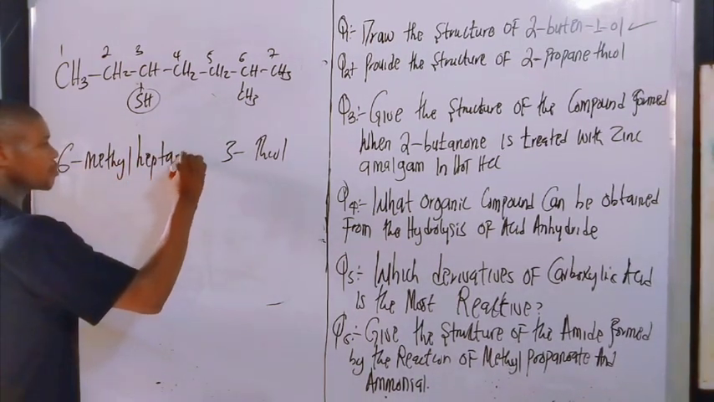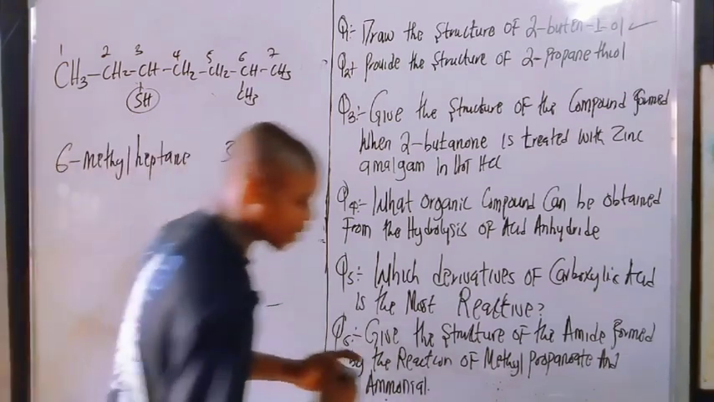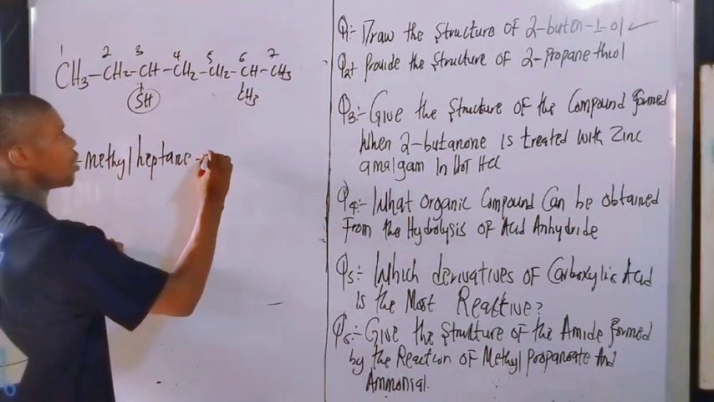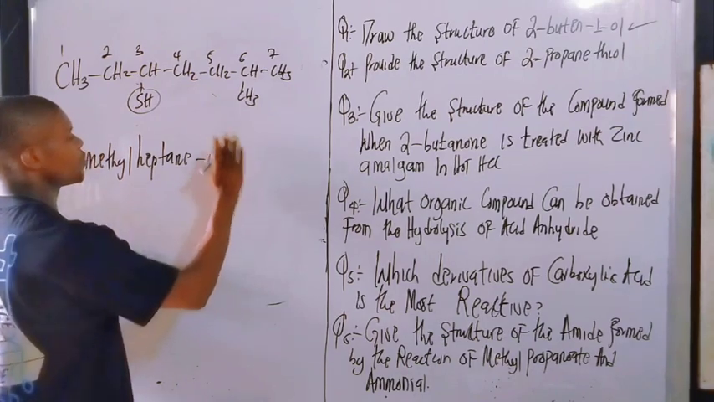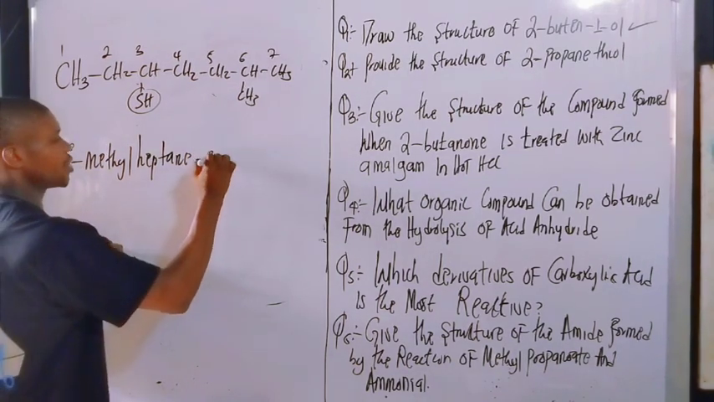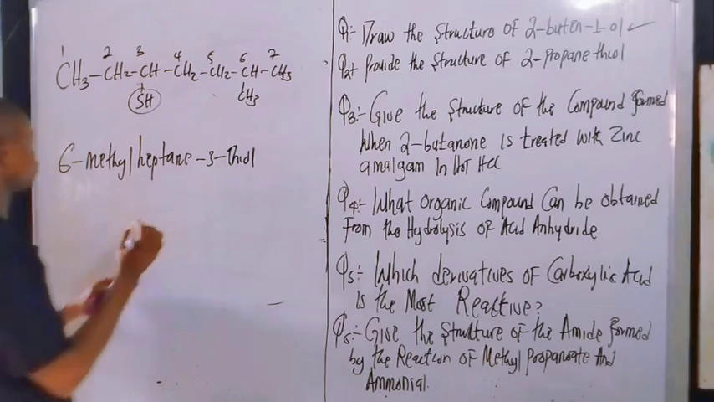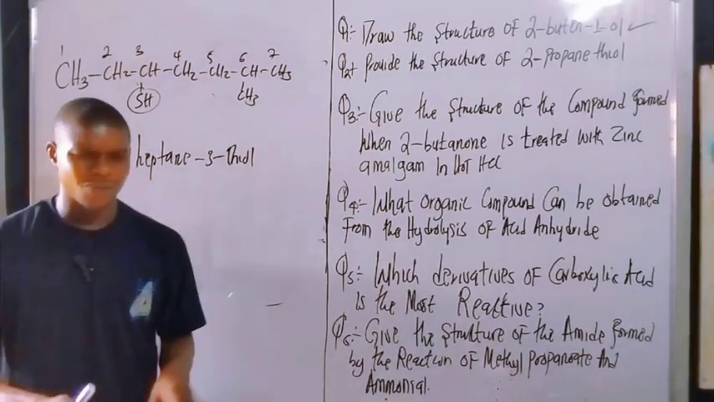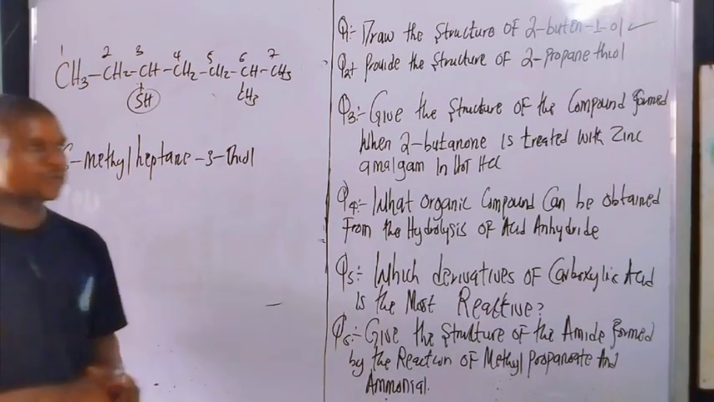Heptane. So this way you are now going to bring thiol. After everything, you now bring 3 thiol. Do you understand? So it is 6-methylheptane-3-thiol. It's very, very easy. It's not too difficult.